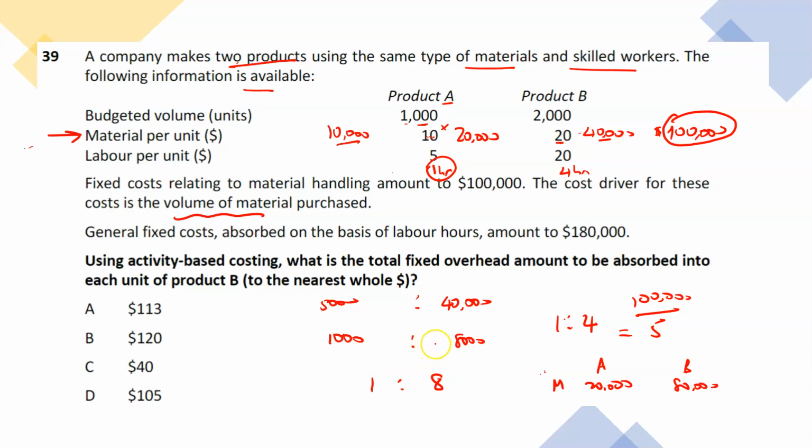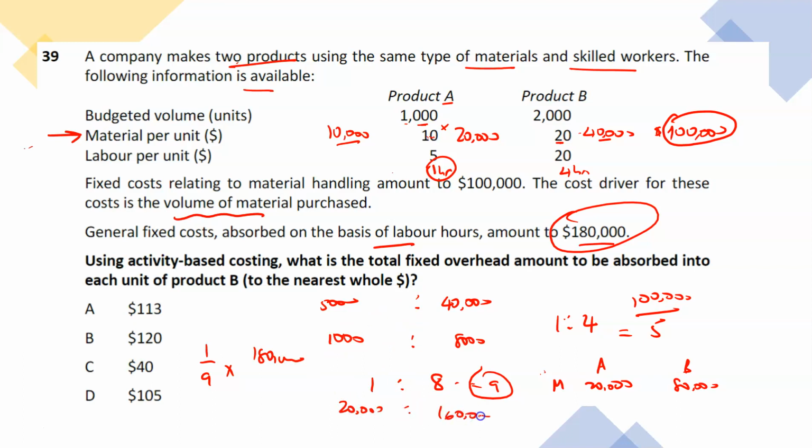So, like I say, it's less about finding the overhead absorption rate for fact. It's more about understanding that I need to split this overhead in the ratio of driver quantity, because they tell us. So if I'm splitting this 180,000 in the ratio 1 to 8, together you get 9, so that's 1 over 9 times 8 times 180,000. So that's 20,000 here, and that's 160,000 here, right? So I'll just put 160,000 here, and 20,000 here.